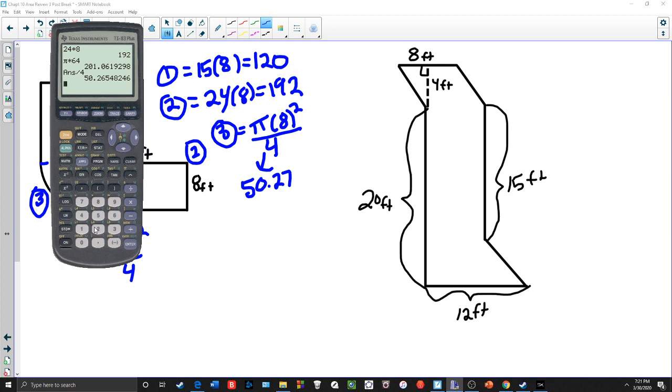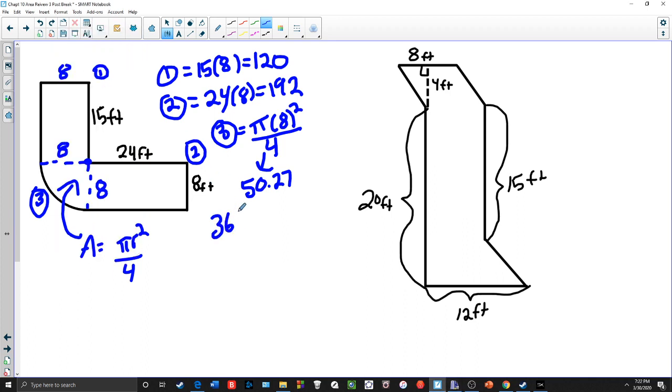So we're going to take 50.27 and add it to 120, which is our rectangle, and then add that to 182, which is our other rectangle, and we get 362.27. So 362.27 feet squared, by the way, if you label it.